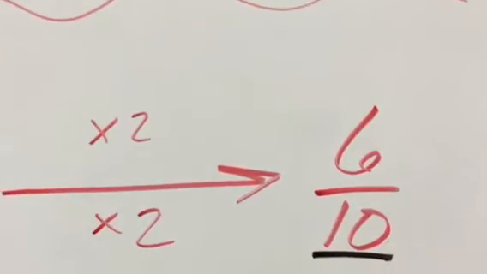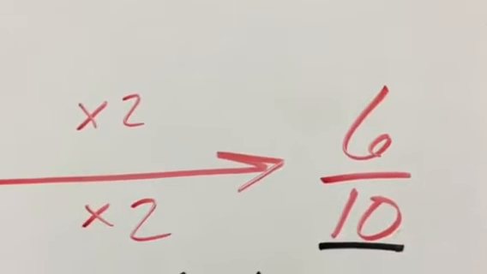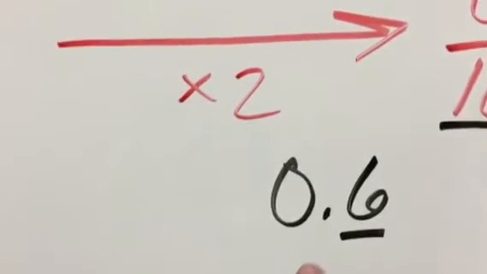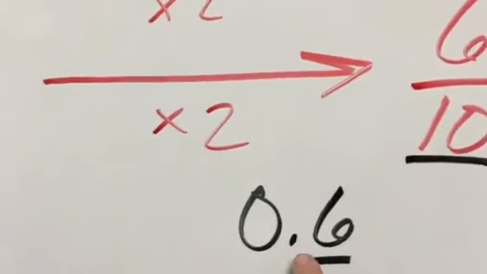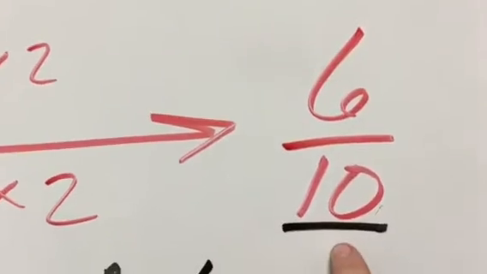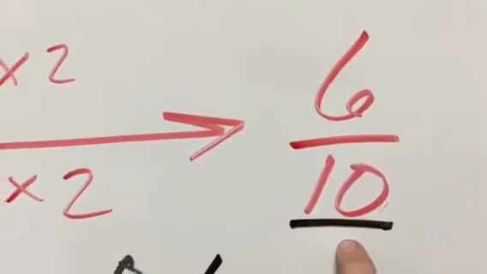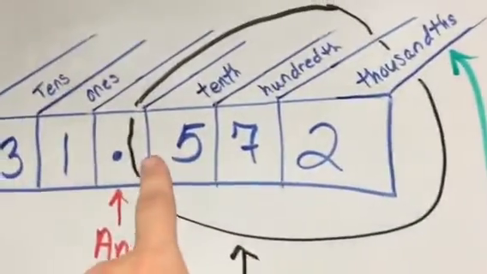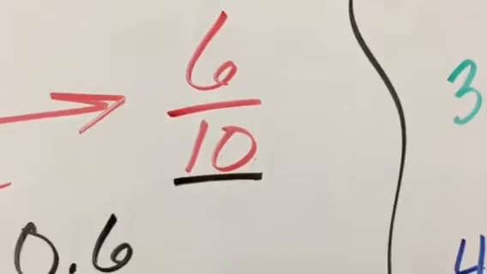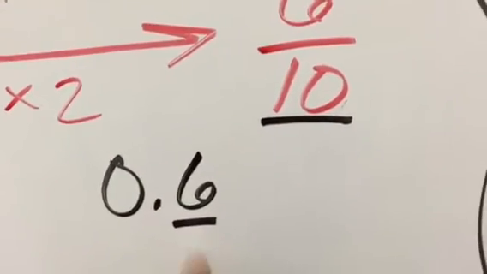What would 6/10 be in decimal form? Maybe pause the video and take a look. Right, it would be 0.6. We know that there's only going to be one digit after the decimal point because we have tenths. And tenths is the first digit after the decimal point. Here's a little trick. There's one 0, so there's one digit.